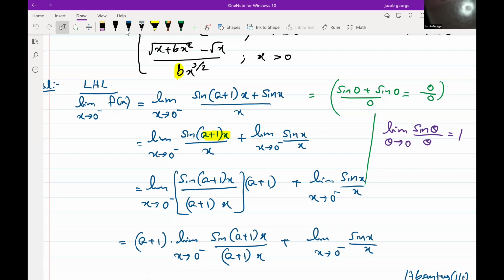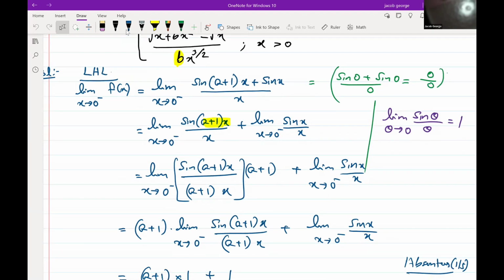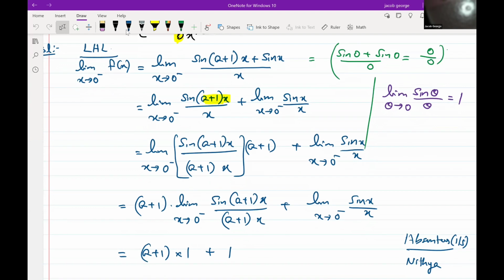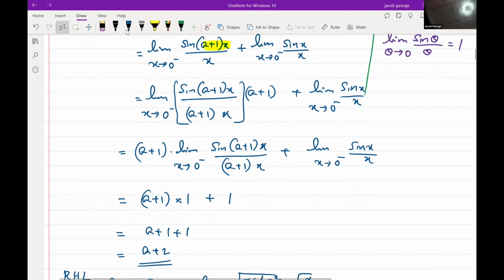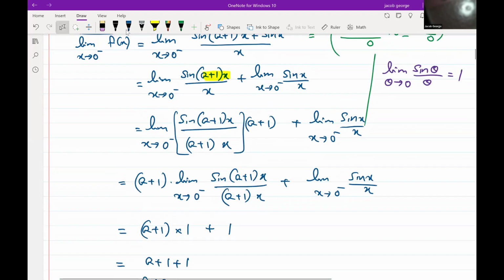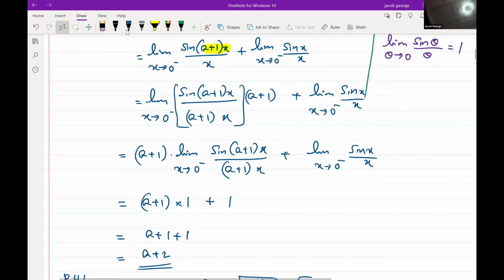Then we get (a plus 1) into x. Then that limit is 1. A plus 1 is taken outside. And then we simplify it to get the answer: a plus 1 into 1 plus 1, that is a plus 2. This is the left-hand limit. Is it clear? Yes, all of you understood the left-hand limit. Any doubt?